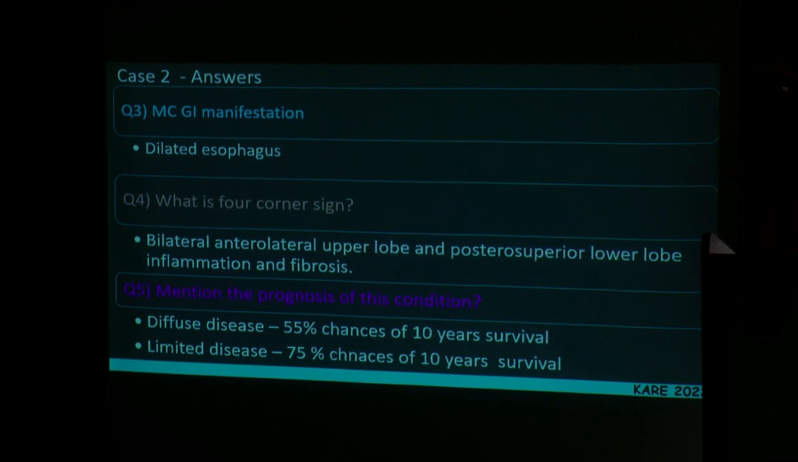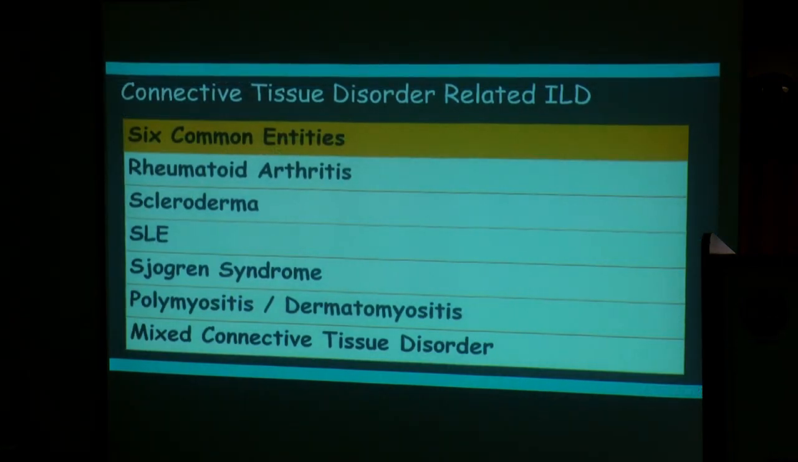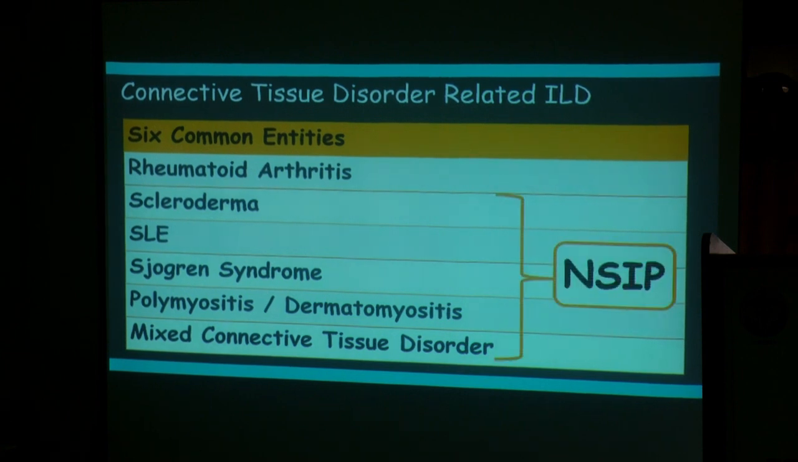I wanted to stress that there are two entities, diffuse disease and limited disease. Diffuse disease, as we know, has a poor prognosis. As I said earlier, the Goh grading is used to grade the prognosis. In that, they calculate the entire lung volume. They also measure the non-fibrotic lung volume. They subtract the non-fibrotic from the total and arrive at a percentage of lung involved in fibrosis. So these are the common connective tissue disorders that may lead to ILD.